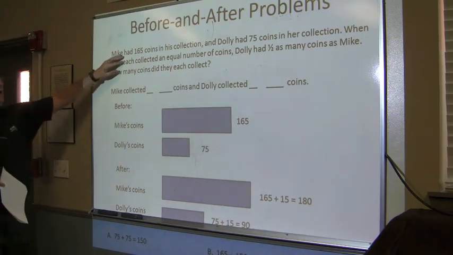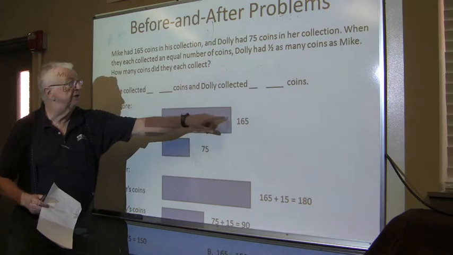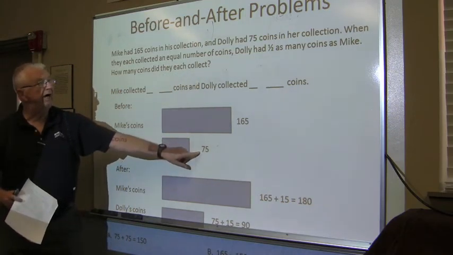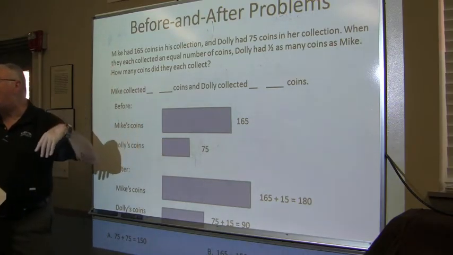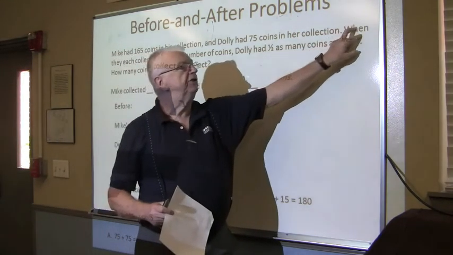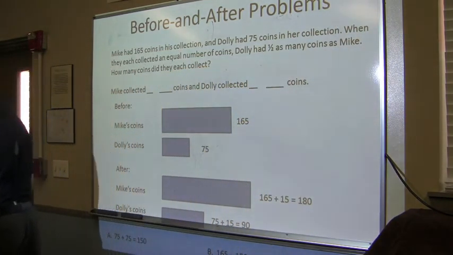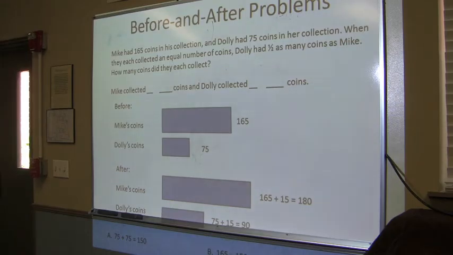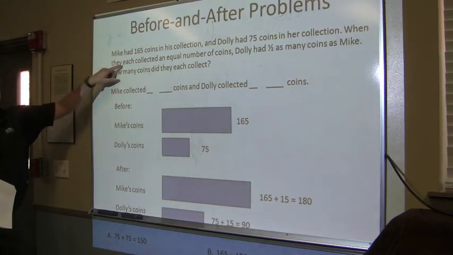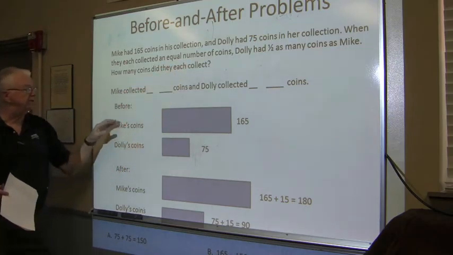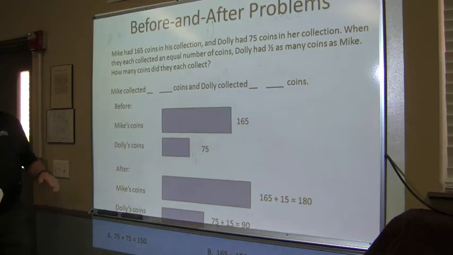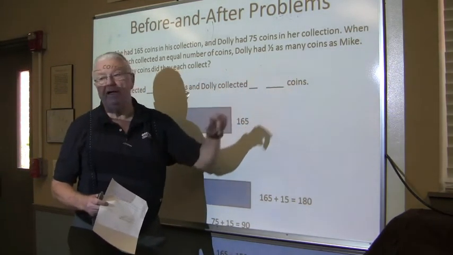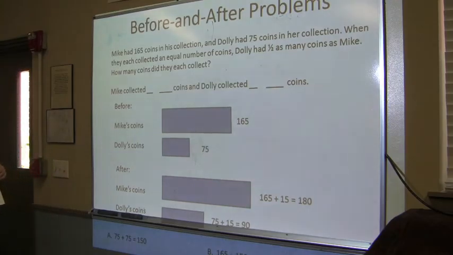So Mike had 165 coins in his collection, and Dolly had 75 coins in her collection. When they each collected an equal number of coins, there really should be something like after. Yeah, after. That should show a change in time. Now, that's probably, I didn't copy the question correctly. But it should show after they each collected an equal number of coins. So that gives you the after portion of it. Dolly had 1/2 as many coins as Mike.